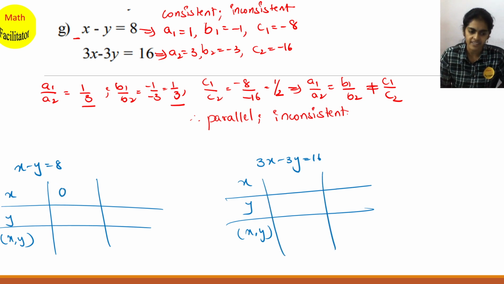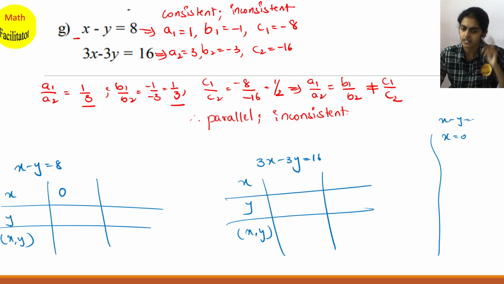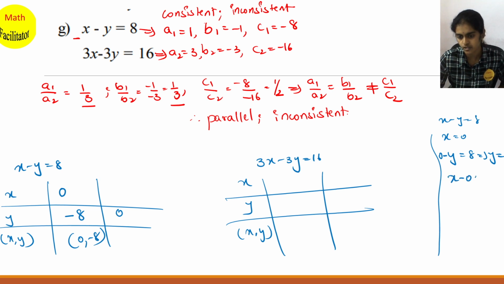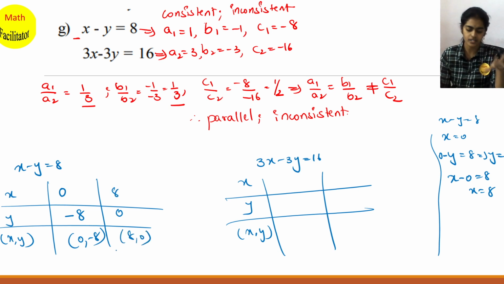If I take x equal to 0, what is the y value I'm getting? Let us do it here. If I'm taking x equal to 0 in x minus y equal to 8, so 0 minus y equal to 8, so y equals minus 8. If you take x equal to 0, y is minus 8. So this is the first point. If you take y as 0, what happens to x? If I am taking y as 0, x minus 0 is 8, so x will be 8. This is the second point, 8 comma 0. These are the values for the first line.